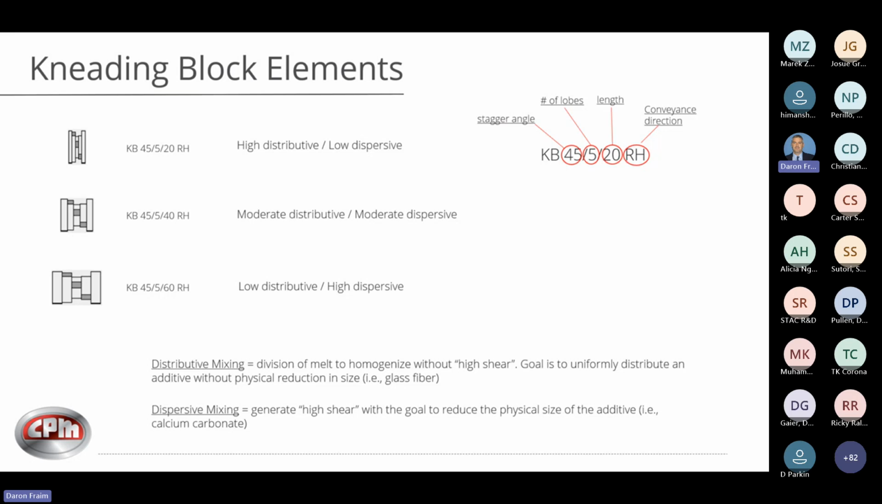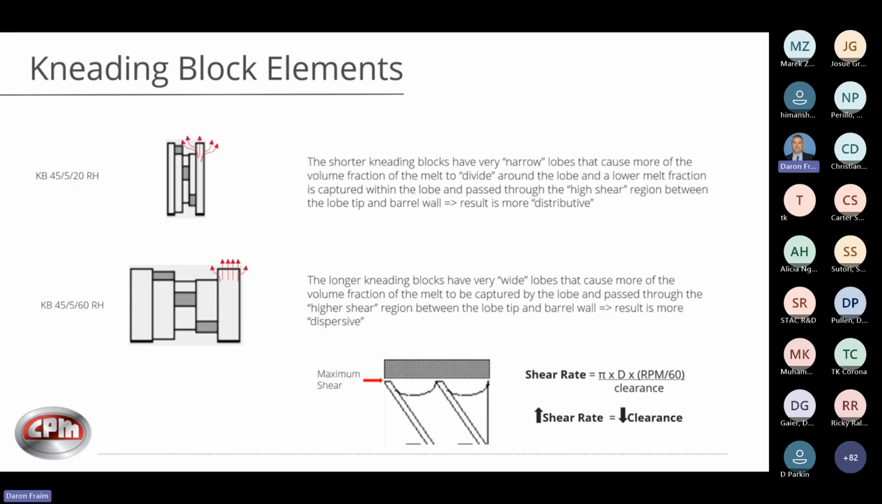So when you're dealing with mineral fillers, calcium carbonate's a very key one, talc. There are others. Typically you impart higher shear, and the goal is to reduce the physical size of the additive. This here just explains a little more detail of how that takes place when we talk about distributive mixing or dispersive mixing and which kneading block is utilized.